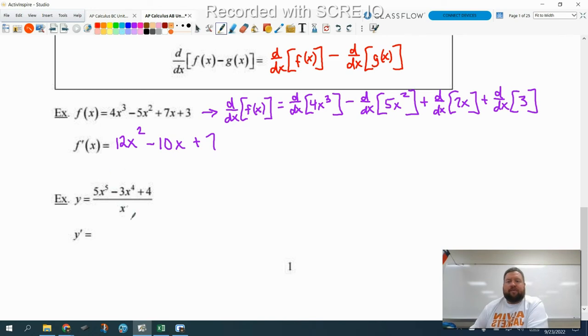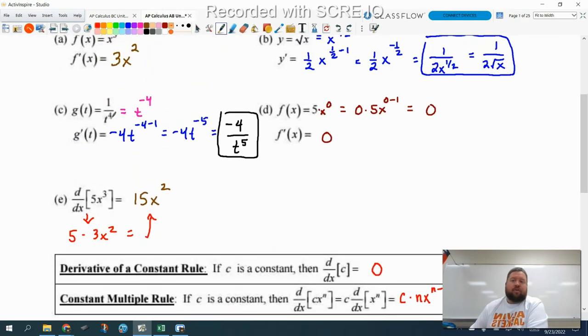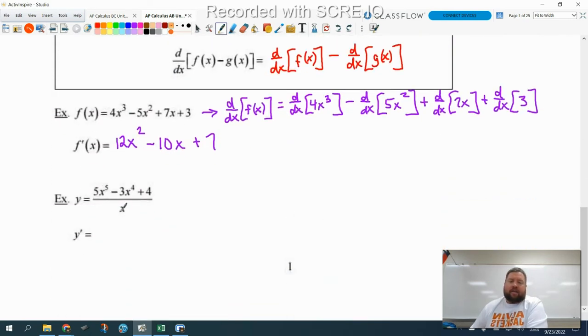So we have a quotient. Remember, there is no quotient rule written up here. There is a quotient rule, but we haven't learned it yet. So we have to get this out of this form, kind of similar to how the 1 over t to the fourth. We could not do that one until we wrote it like this. Same idea here. This x is a common denominator to all 3 terms.